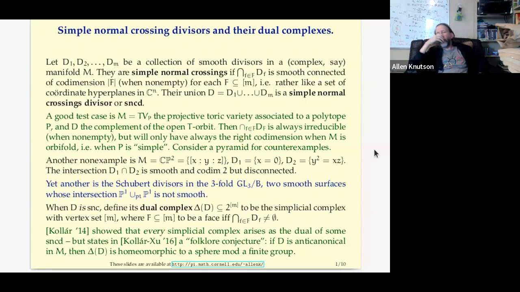By simplicial complex here, I mean what a combinatorialist calls a simplicial complex, which is a bunch of vertices and a bunch of subsets that are closed under going down.